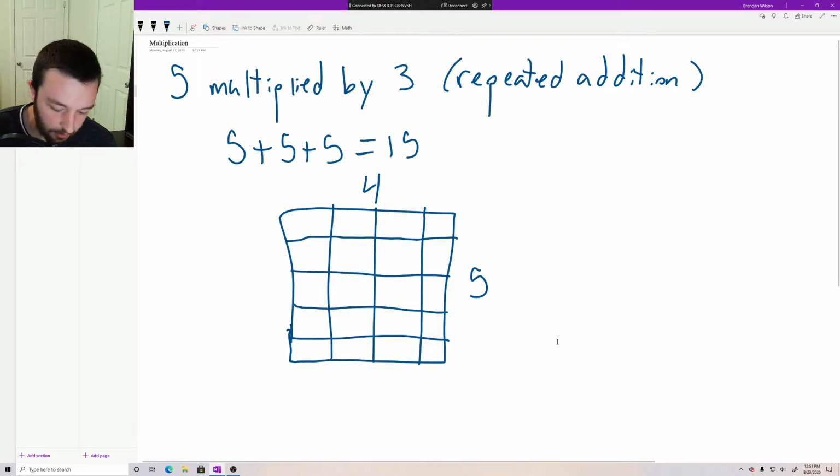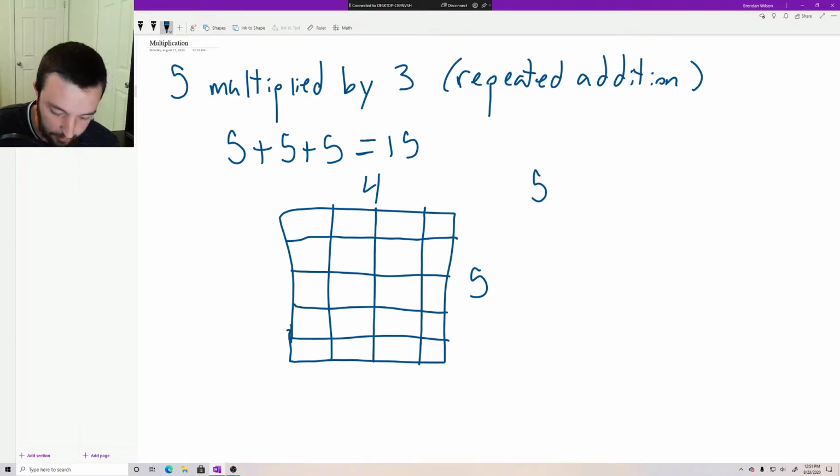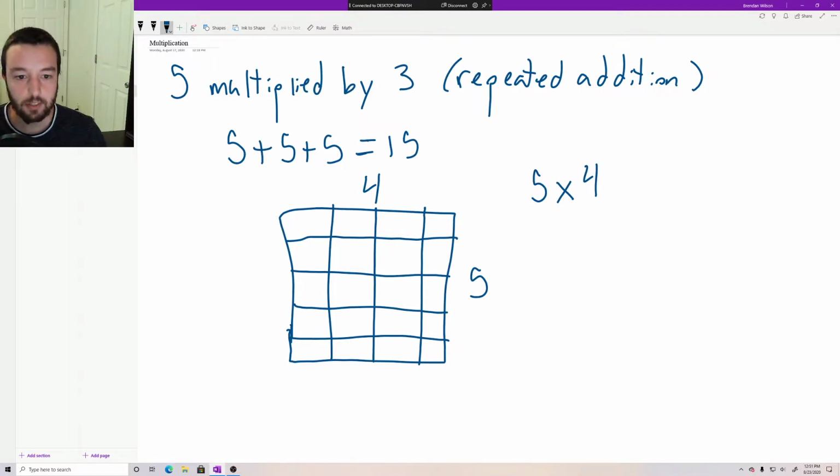So if we want to do 5 multiplied by 4, there are a couple of different ways we can write that. One of the more common ways we usually start to write it is 5 cross 4, like 5x4, really like a cross. But we want to avoid this way because later we're going to be using x as a variable a lot, and it's easy to get them confused. I'll introduce the other notations in a second. First, let's just think about what 5 times 4 means.